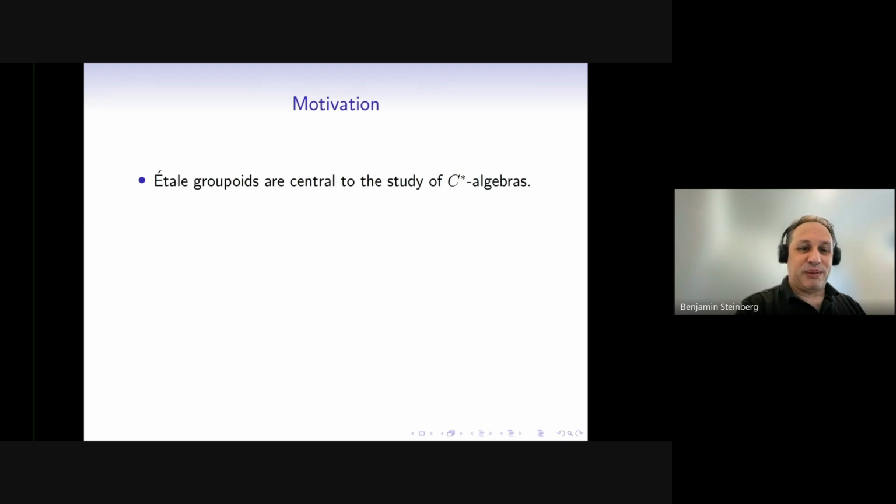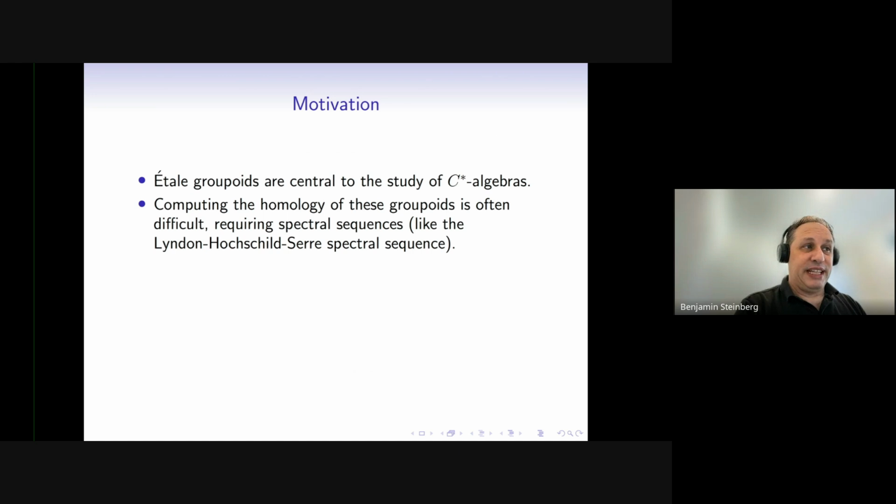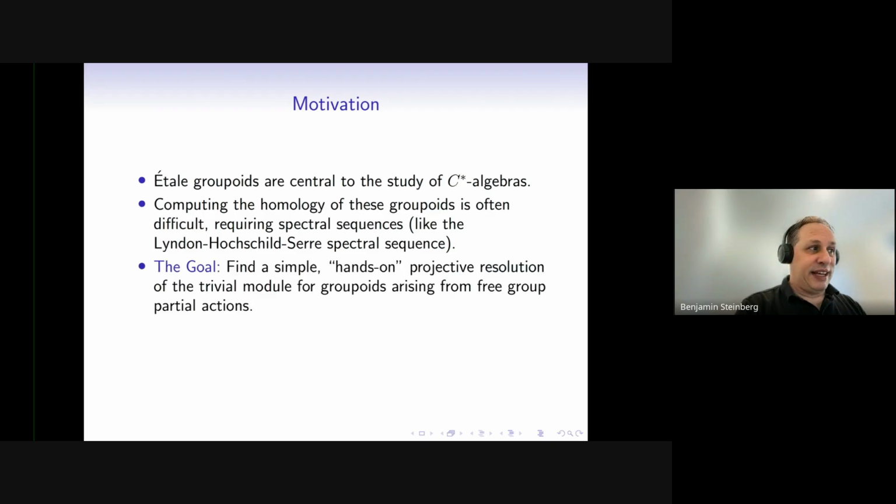As people probably know, étale groupoids are nowadays pretty central to the study of C-star algebras, and rings are also becoming more popular. People have been interested in the homology of these groupoids, both as invariants and because the homology can connect to things like the topological full group. But if you look at many of the papers, even for the simplest of groupoids, they end up using difficult results, either some version of the Lyndon-Hochschild-Serre spectral sequence for a cocycle, or some other fancy techniques, and not really direct elementary ones.